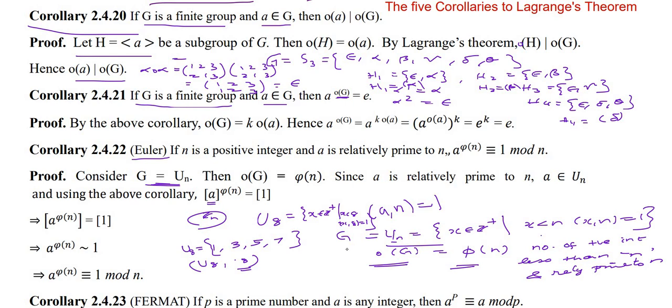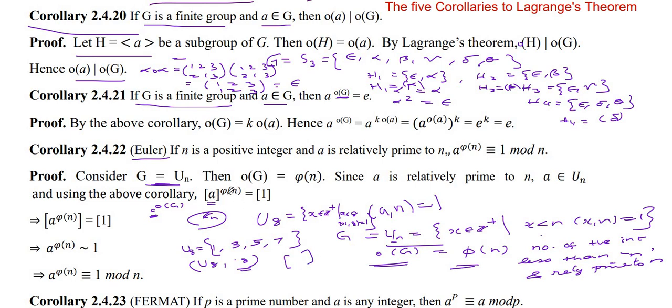See, actually a to the power order of G here actually means whatever element that you have a in G. In G means G is Un. How are the elements in Un? They are like this. How do they behave? This is how Un is described. They behave like our congruence classes. So that is the reason this notation is written here.